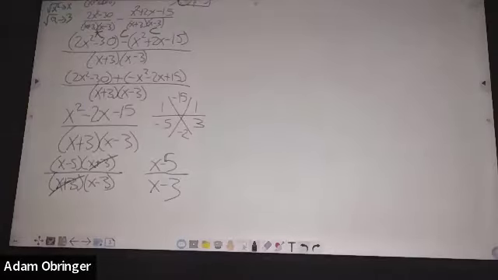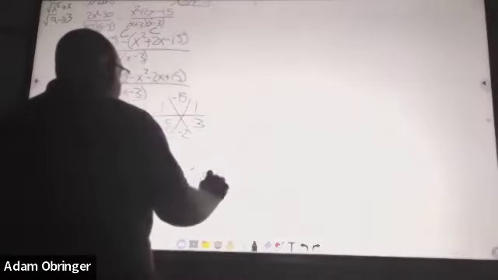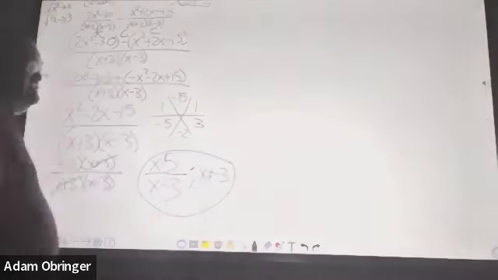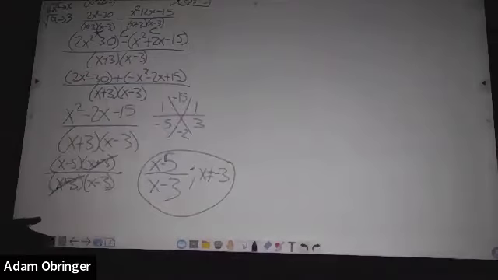Now, ideally, we would remember to list the restriction. We don't want x plus 3 to equal 0. So in reality, x would not equal negative 3. But honestly, if you did so much work that you got to this part and you forgot the restriction, I think I'd just go ahead and forgive you, because that's quite a few steps.